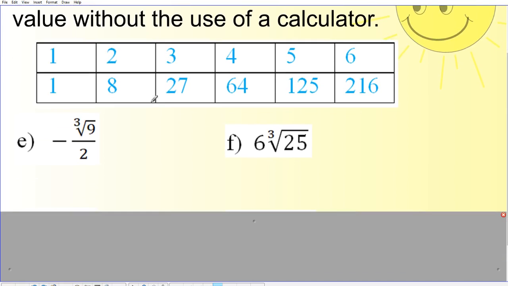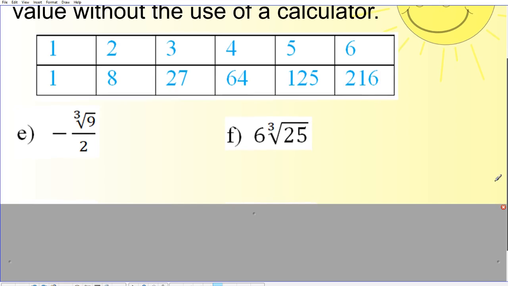So it's the same dealio. We got the same table up top, and we want to figure out what are the values of these expressions without using a calculator. So I know my answer here is going to be a negative. I know that I'm going to take whatever the cubed root of 9 is and then divide it by 2.